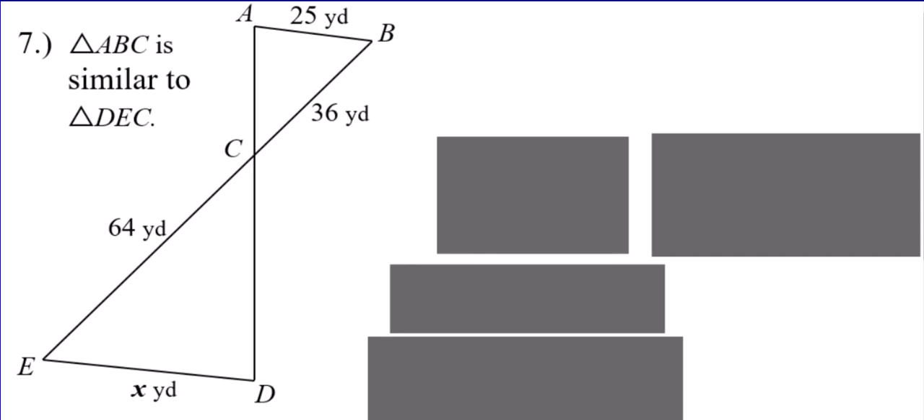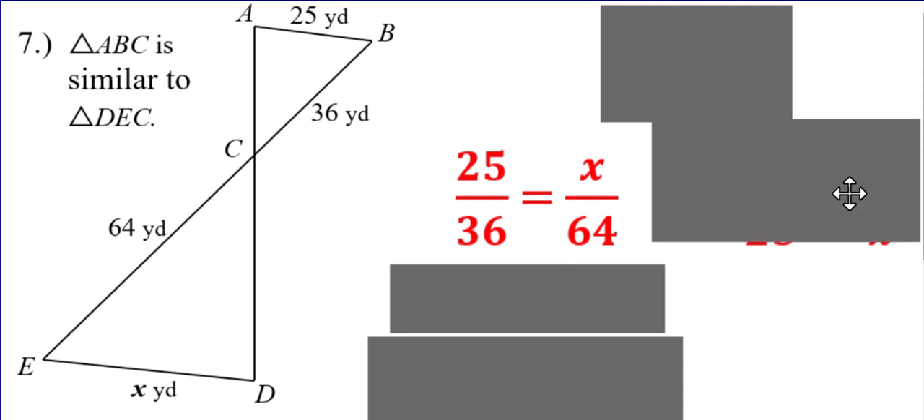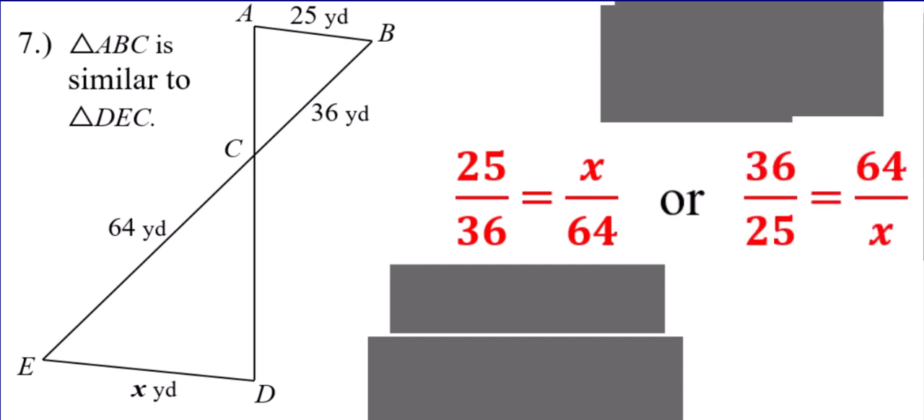Okay, have you already done 7, 8, and 9? If not, hit pause, because here I go, going over the work. Number 7, you probably have 25 over 36 and x over 64. If you have your first fraction as my second and my second fraction as your first, totally fine, it does not matter. You could also do 36 over 25 and 64 over x. Again, it doesn't matter which fraction is first and which is second.